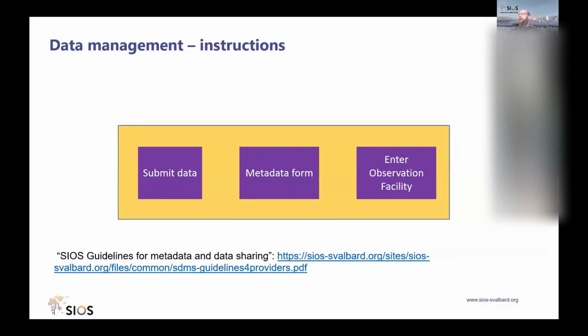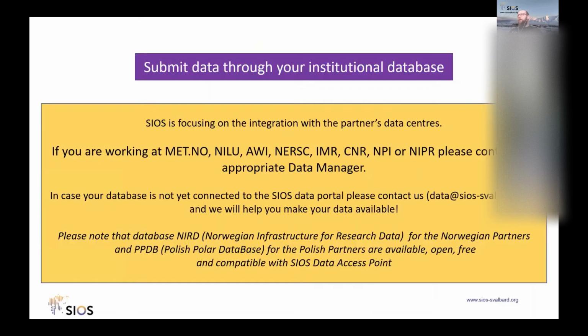So the strategy for dealing with data generated by access calls or the SIS report is that we need to submit data. If we cannot submit it to the connected repository, we can use the metadata form, and at the end we should use the observation facility to deliver the information about the facilities and instruments that have been used for these measurements.